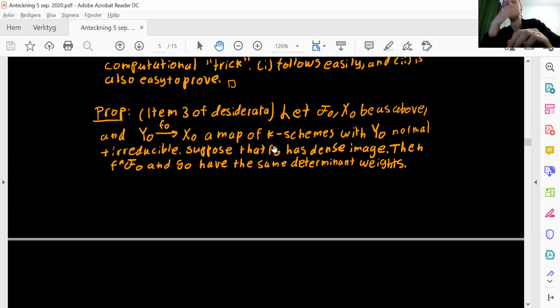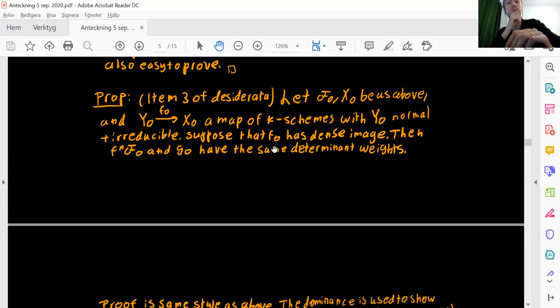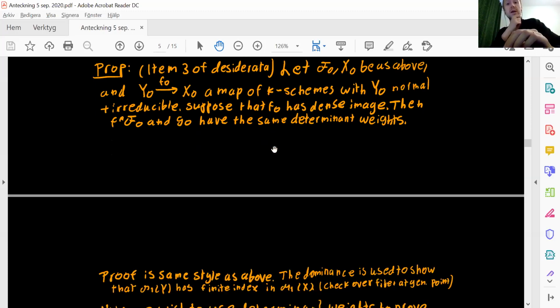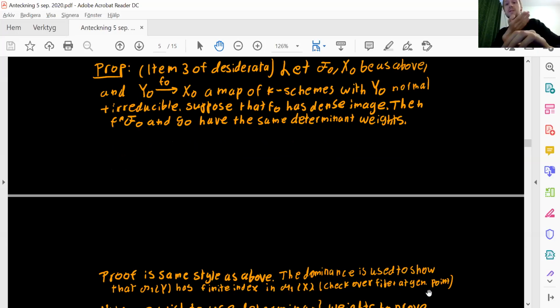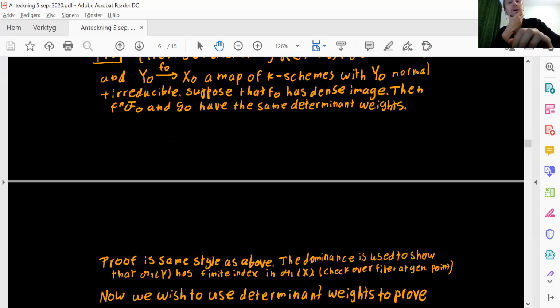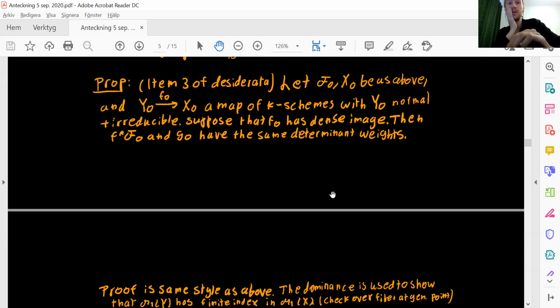So this is like we wanted to behave well with respect to maps. This is precisely that thing we have here. And the proof is in the same style as above. And you see that we have the condition that the map should have dense image or be dominant. This dominance is used to show that the image of the fundamental group of y has finite index in pi 1 of x. This can be checked over a fiber at a generic point. So we need some condition for this to hold.